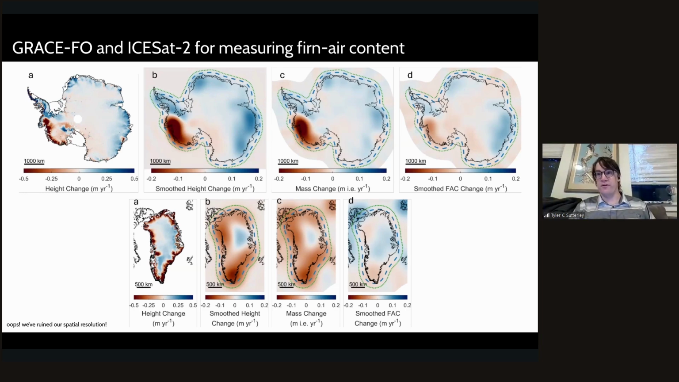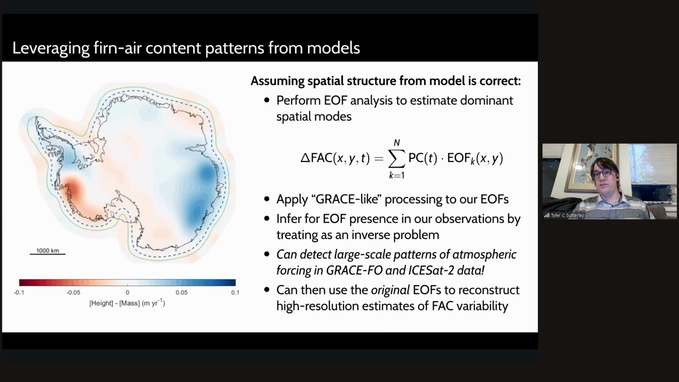So what we did is we converted our ICESat-2 measurements into a series of spherical harmonics and then removed GRACE from that to get a smoothed version of the firn air content. So we ruined our resolution. And then we decided to use the firn model itself, decompose it into a series of empirical orthogonal functions, and then nudge the principal components using our observations from GRACE and GRACE Follow-On.